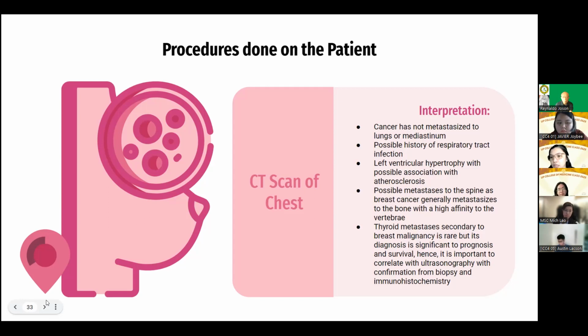And then for her thyroid, she has nodules, and although this is rare, thyroid metastasis secondary to breast malignancy is also significant for her prognosis and survival, since it's important to correlate this with ultrasonography and, if possible, confirmation with biopsy and immunohistochemistry as well.